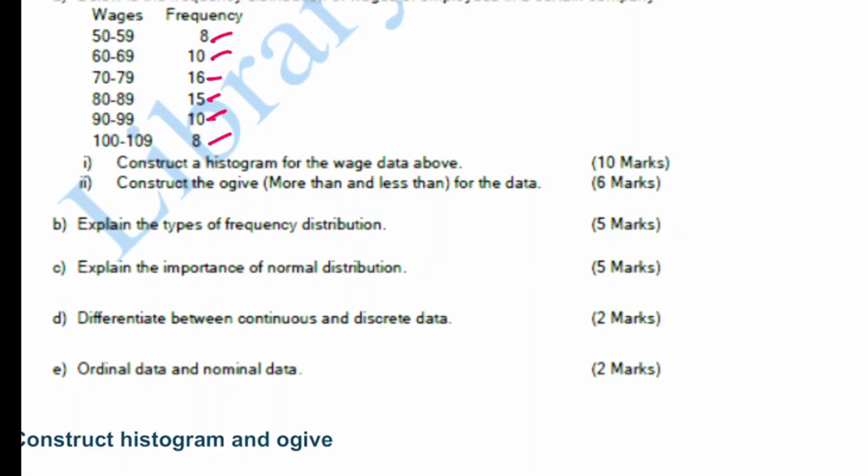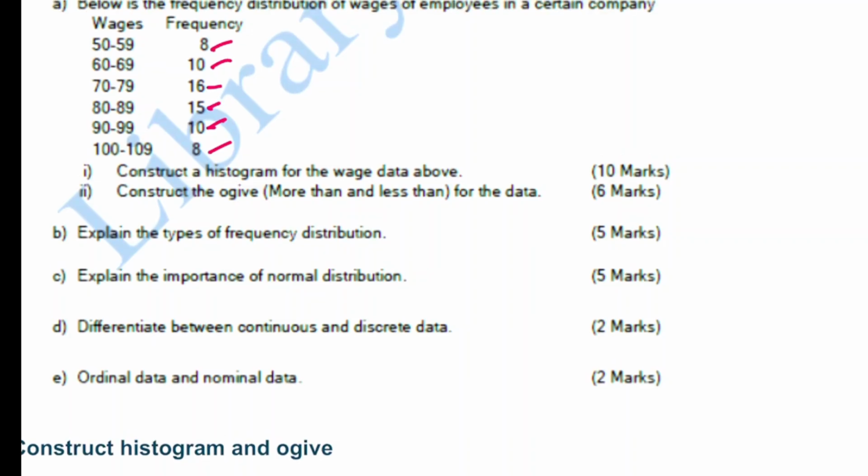E. Ordinal and nominal data. So the first A has 16 marks. B and C have 10, that's 26. Then D and E have 2 marks each, a total of 30 marks.